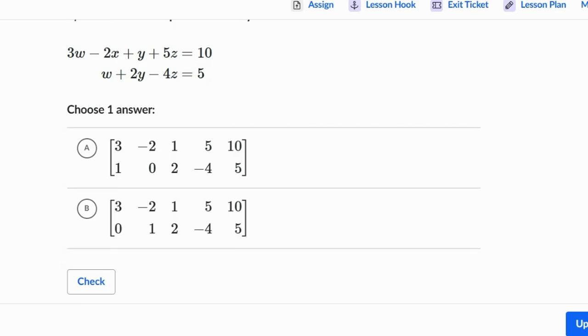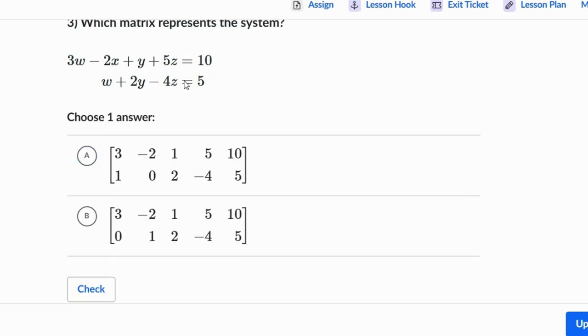So looking at this system of equations, and this A and B is our choice of matrices. Which matrix is going to represent that system of equations? Now, if we look, the first row is the same in both of these: 3, -2, 1, 5, 10. So that does not make a difference. It's the second row that makes a difference. We've got w plus 2y minus 4z equals 5. Which one of these is going to show that?